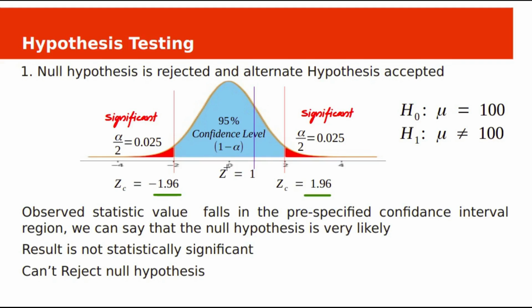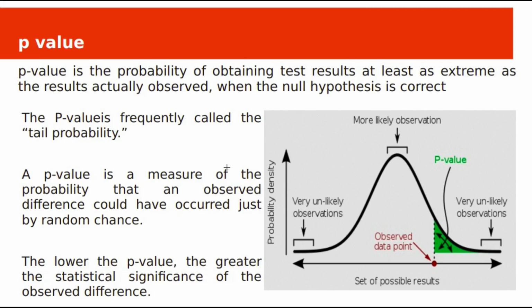We can test the same thing in another way also, by using p-values. Let's see that. But we don't know what a p-value is. Let's see the p-value first. P-value is the probability of obtaining results at least as extreme as the observed results of a statistical hypothesis test, assuming the null hypothesis is true.